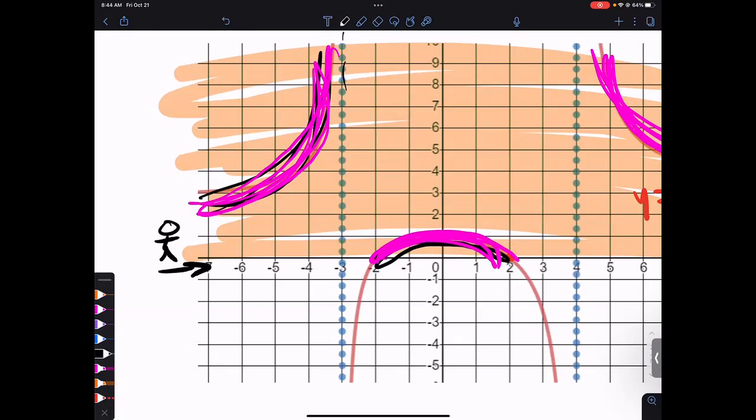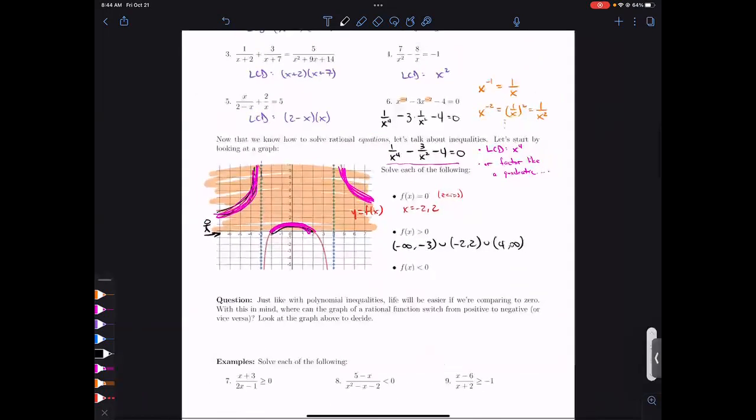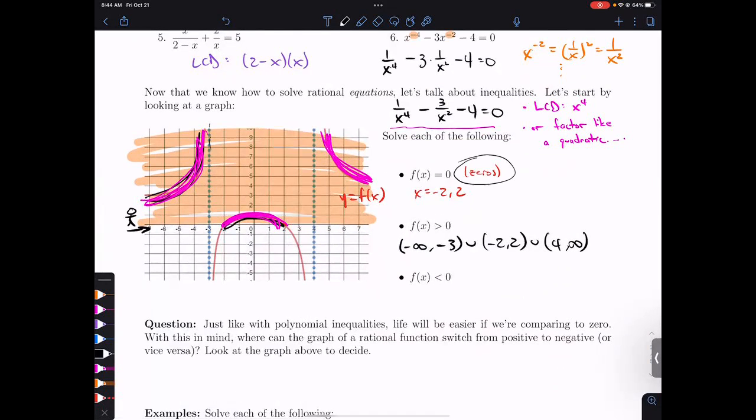Until I get to this place where it crosses, right? It's 0, and then it changes again. And it changes again here to negative. Then again, an asymptote, and I hop over that and it's positive again. So it can change at zeros, just like always, but it can also change at any vertical asymptotes. So I need to look out for both of those things.